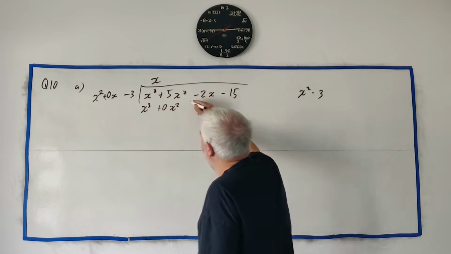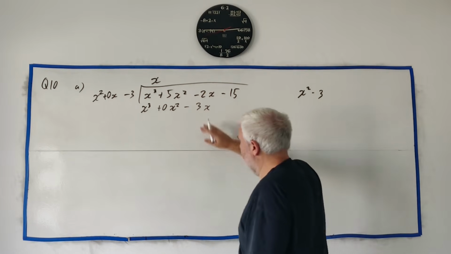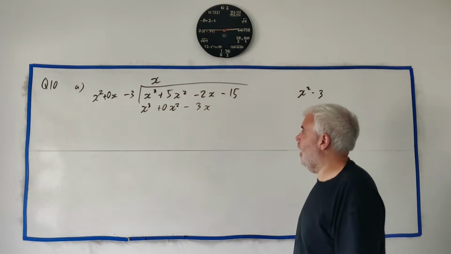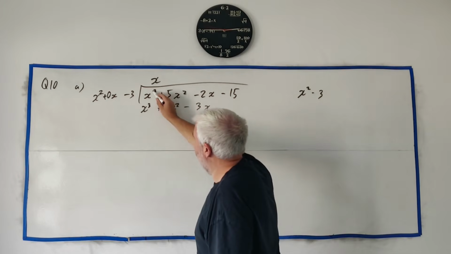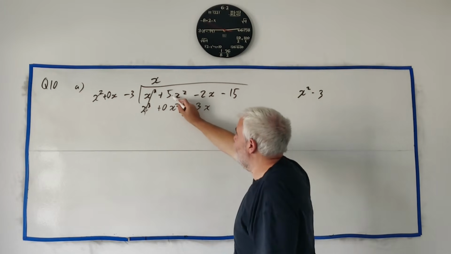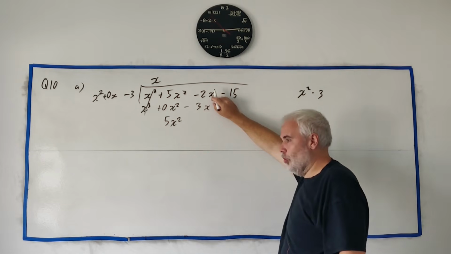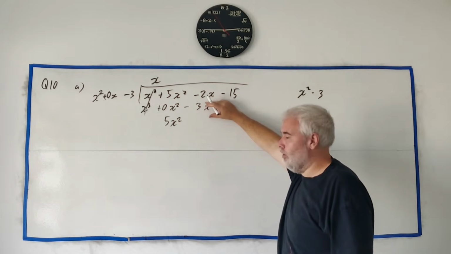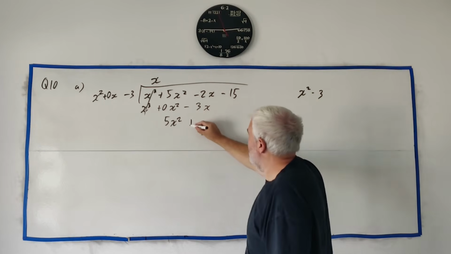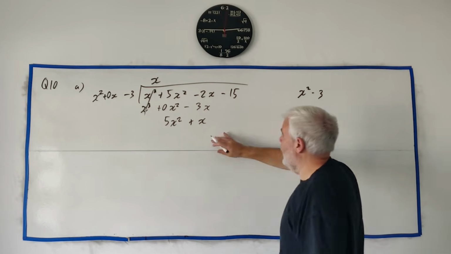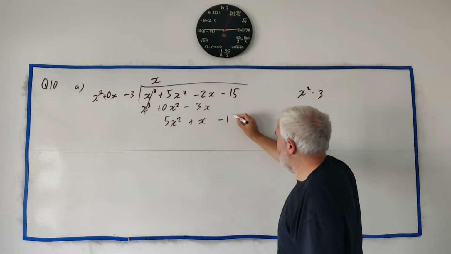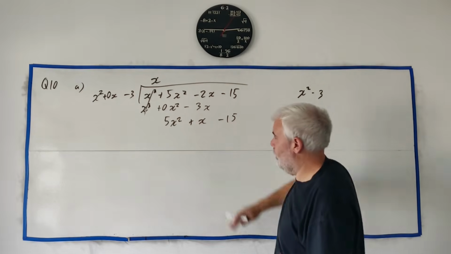0x squared minus 3x. This keeps them all neat in line. Take them away. This minus that, it's gone, as it should be. 5 minus this, we just get 5x squared. Minus 2 minus 3, so that's minus 2 plus 3, so that's plus x we get. And then take the next term down. There's 3 terms here. We want 3 terms here.